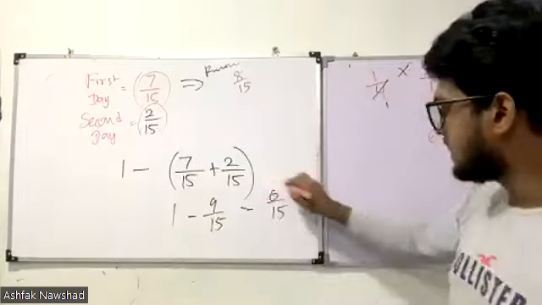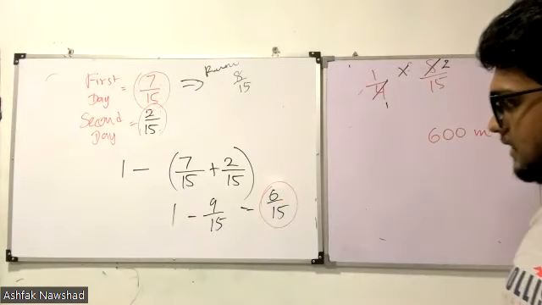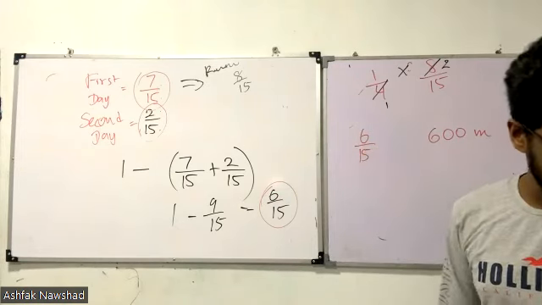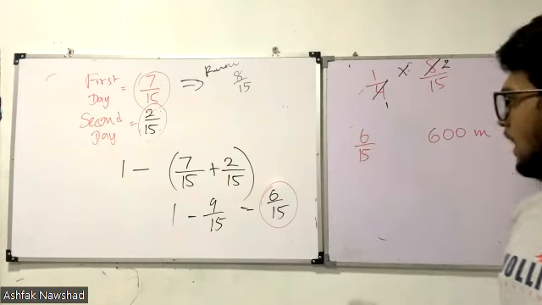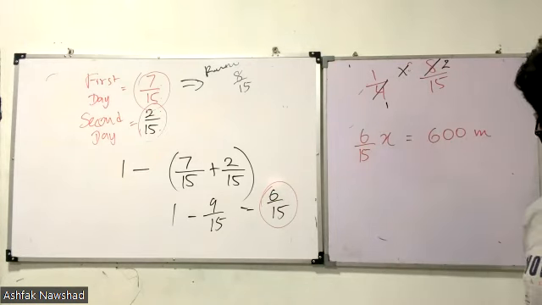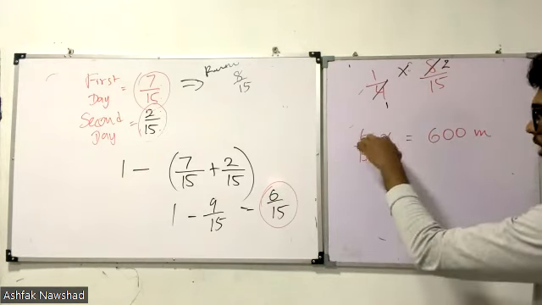Yeah. So 6 out of 15 of the total length is remaining. So I can write 6 out of 15. They are asking for the total length. So I don't know the total length. I take the total length as x. 6 out of 15 of x.